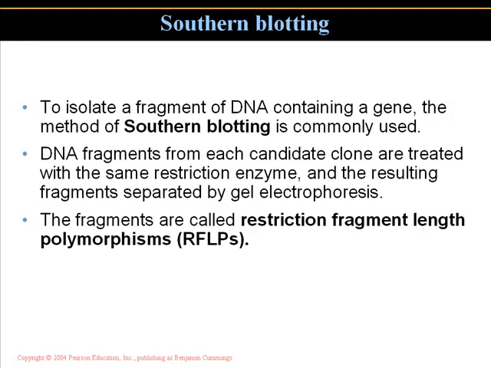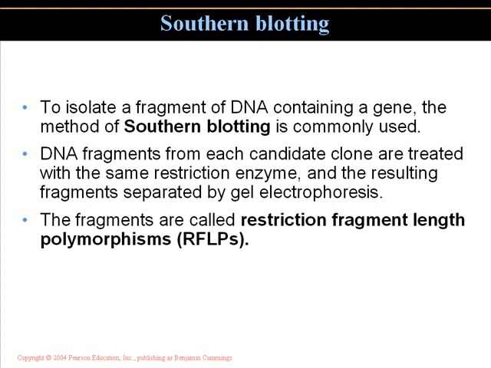There are techniques utilized, the Southern blotting technique, which is used to isolate fragments of DNA contained in a gene. This method, specifically referred to as Southern blotting, you should know that, at least that definition. That will most certainly be on your test. DNA fragments from each candidate clone are treated with the same restriction enzyme, and the resulting fragments separated by what's referred to as gel electrophoresis. Different proteins have different weights, and in gel electrophoresis, these different proteins separate out by their different weight and it is able to identify particular fragments.